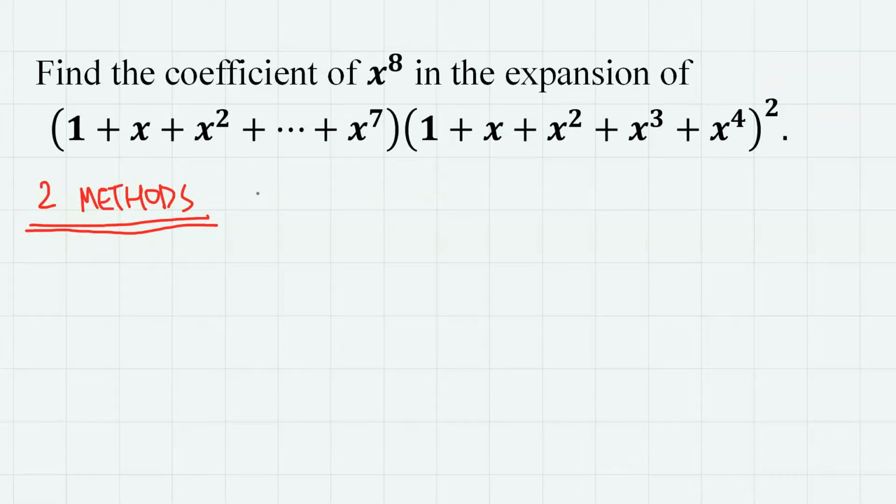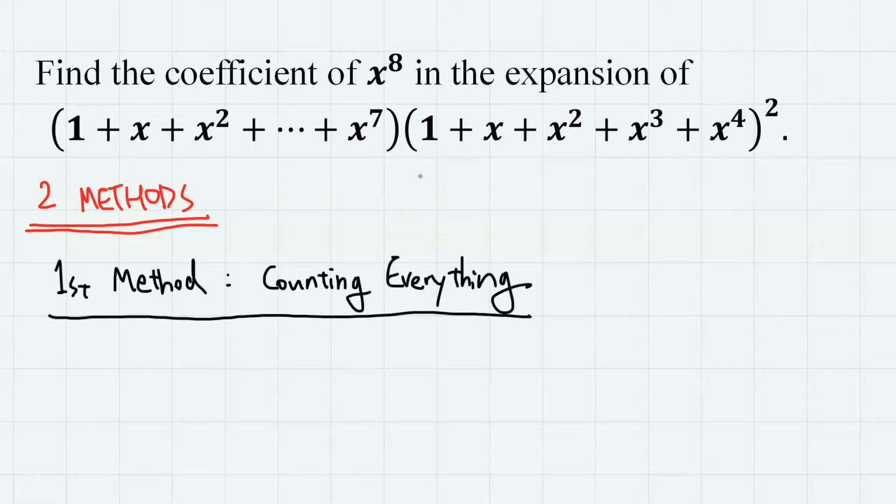Today we are going to solve the following problem in two similar but slightly different methods. The core principle is the same, but the details in approach are slightly different. So the problem is: find the coefficient of x to the power of 8 in the expansion of the following polynomial. Okay, now I am going to show you the first method.